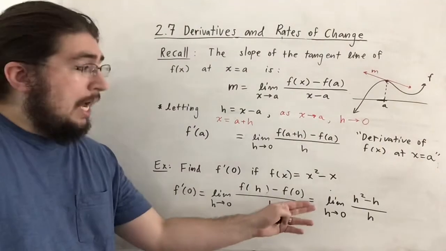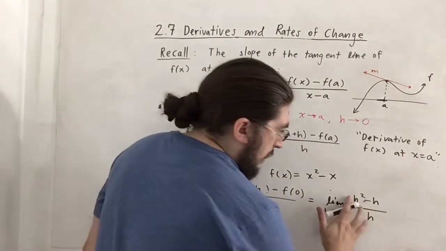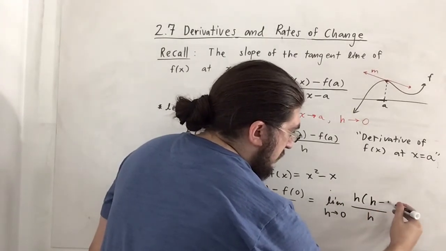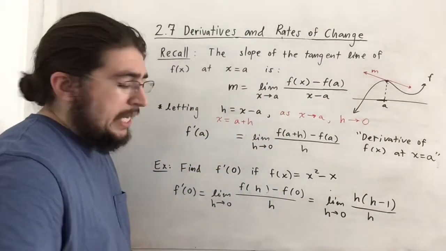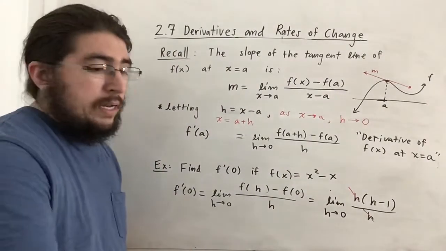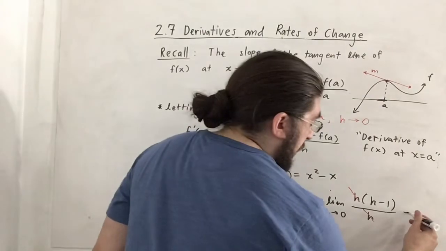And notice in the top, we can pull an h out. So I'll do that right here if that's okay. So pulling h out of h squared minus h just gives you h outside of h minus 1. And notice we can cancel these h's. So we only have the expression h minus 1, and then by DSP, when we plug 0 in directly into h minus 1, we get negative 1 as our answer.